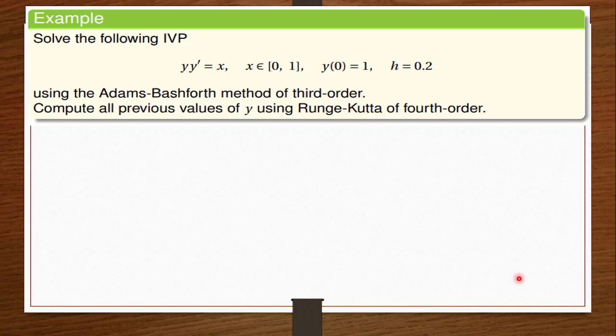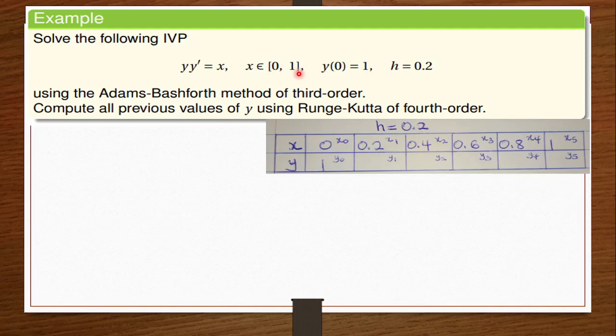So let's use the values we've been given from the question. We know that the h value, which is the step length, is 0.2, and the interval of x starts from 0 to 1. So we can draw out our table as you know already. We have h equal to 0.2. The x values start from 0 and end at 1, so with a step length of 0.2, we have 0.2, 0.4, 0.6, 0.8, and then 1. And we know that our initial value for y is equal to 1.